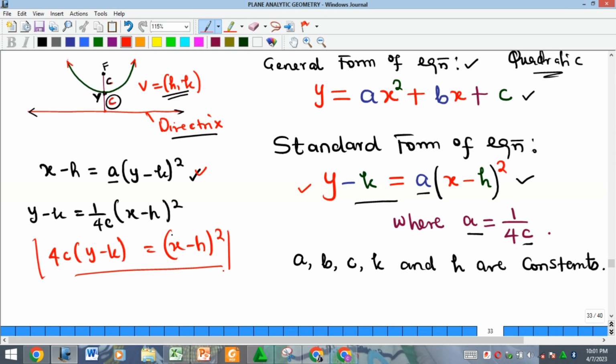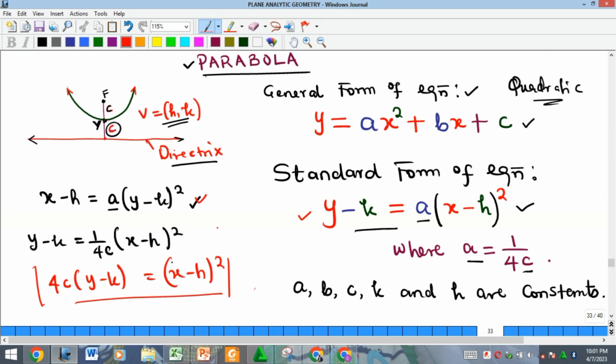So the implication is that you can find the equation of a parabola if we are given the vertex of the parabola and your c. When you have these two pieces of information, you will be able to find the equation of your parabola. And you can also find it if you are given your vertex and your a. If they give us the value of a, we can also find the equation of our parabola.